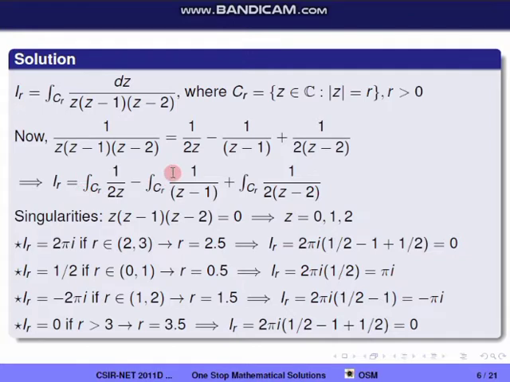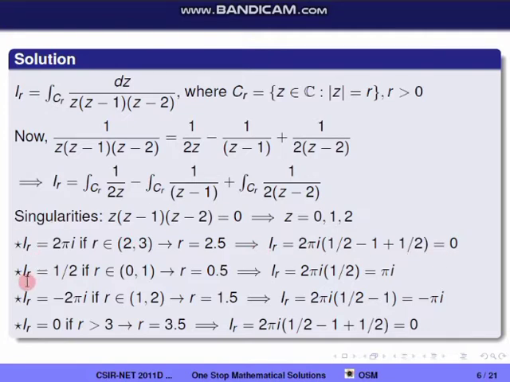minus f of 1 plus 1 by 2 f of 2. So when we substitute the values, we get 2 pi I into 1 by 2 minus 1 plus 1 by 2. So the value we are getting is equal to 0. When R lies in this interval, IR is 0, so option 1 is not true.